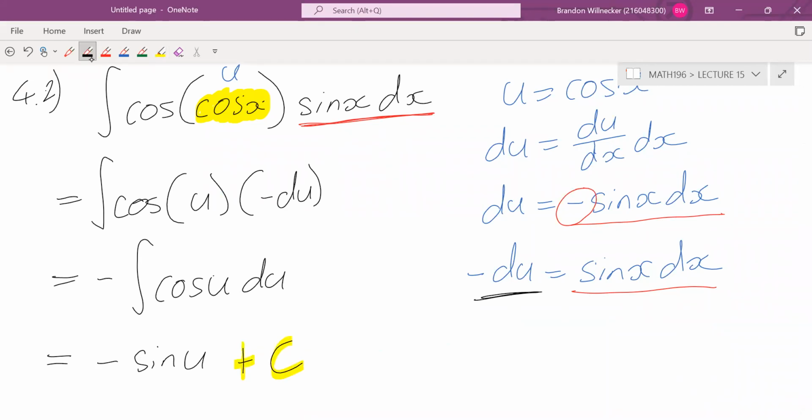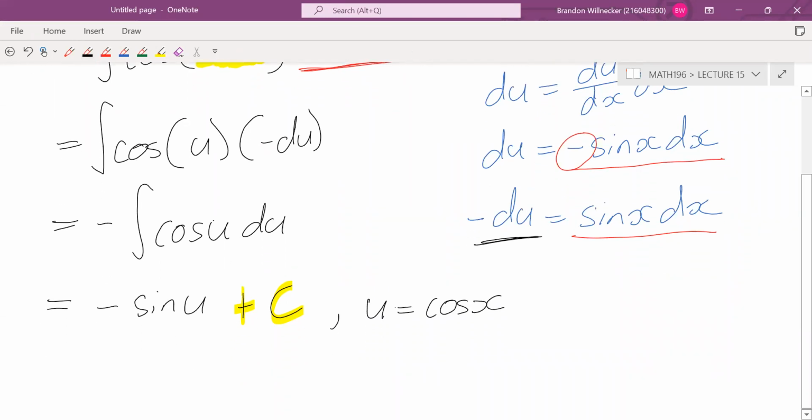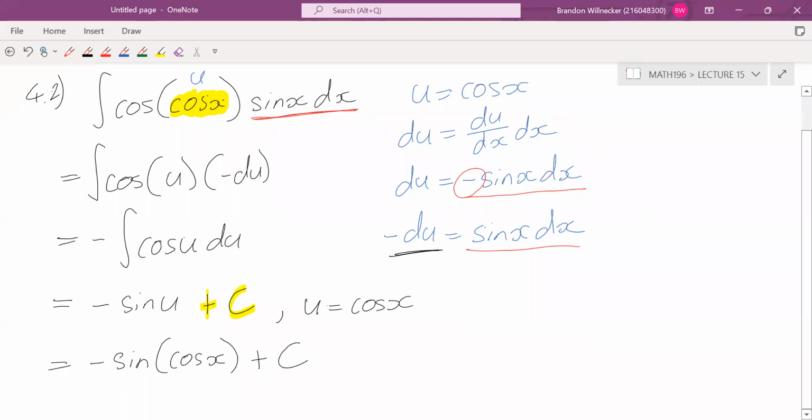Okay, but we don't want the answer in terms of u. We want the answer in terms of x. So remember that u is equal to cos x. Okay, so minus sine of u will be minus sine of cos x, and then plus c. Okay, so we just substituted that back inside here.